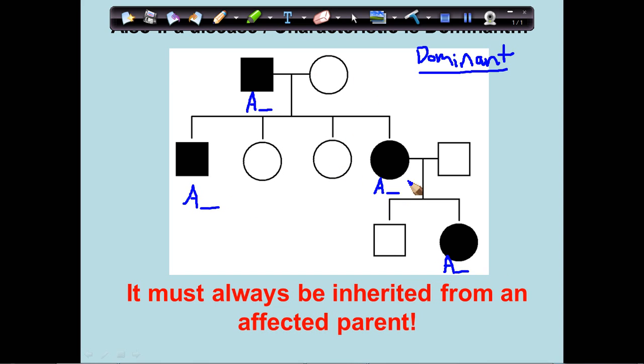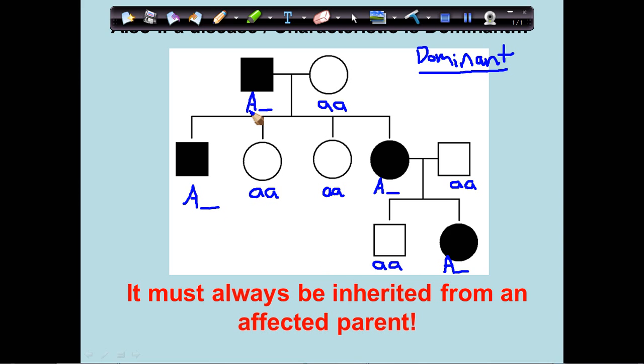And all of the unaffected individuals must be little a, because if the condition is dominant and they had a big A, then they would have the condition, so we would colour them in. So all of the unaffected individuals here must be little a. Alright, so can we fill in a few gaps?